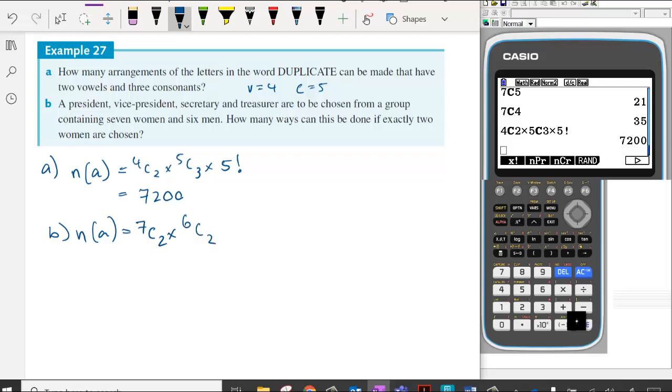Now the tricky part about what remains is, because we're choosing 4 of them, we've got 2 women and 2 men, and it's not defined which positions they can fall into. We have to look at all the different ways that we can arrange these 4 selected individuals. So that means that we have to multiply by 4 factorial. And so that works out pretty easy to calculate. 7C2 multiplied by 6C2 and then multiplied by 4 factorial. And we get 7,560 different groups that can be chosen.